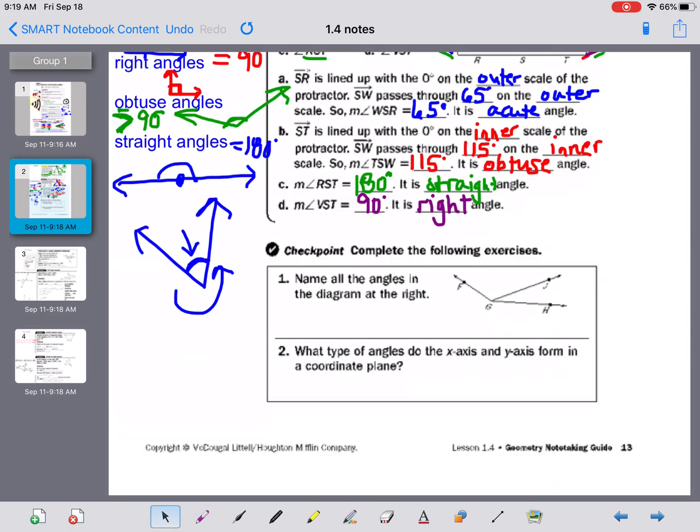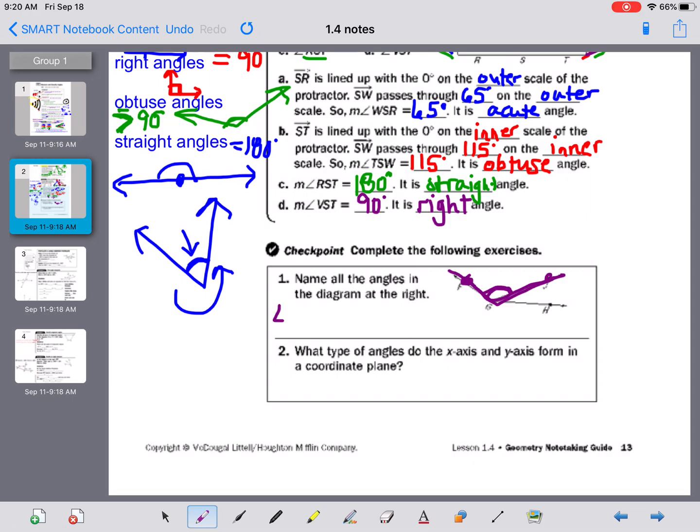All right, let's come down to the bottom here and do a couple checkpoints. It says on number 1, name all the angles in the diagram at the right. This looks similar to what we saw on the first page, and I think I have 3 of them, okay? So let's start with the one on the far left here. This first one, remember, it's a dot to dot. Where do I start? Where do I go? Where do I end?